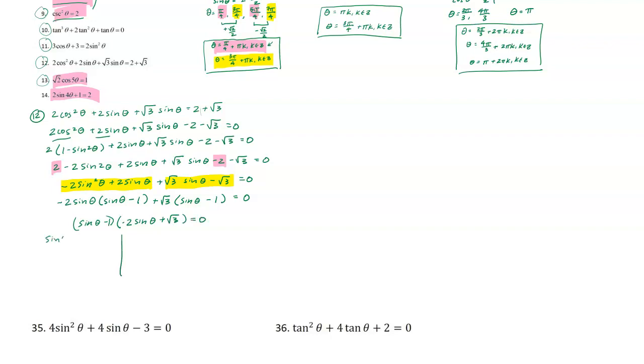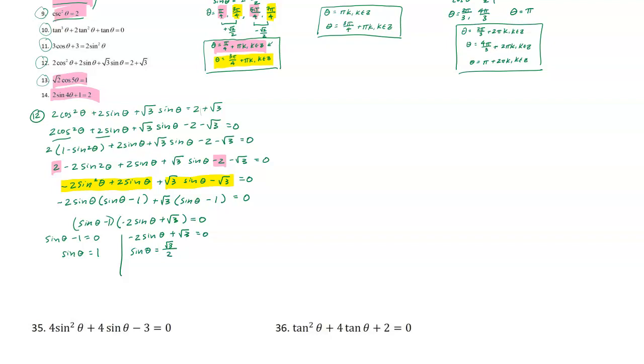So you get sine of theta minus 1 equals 0. And then negative 2 sine of theta plus square root of 3 equals 0. So we have a sine of theta equals 1. And we have a sine of theta equals negative square root of 3 over negative 2. So it's going to be that.